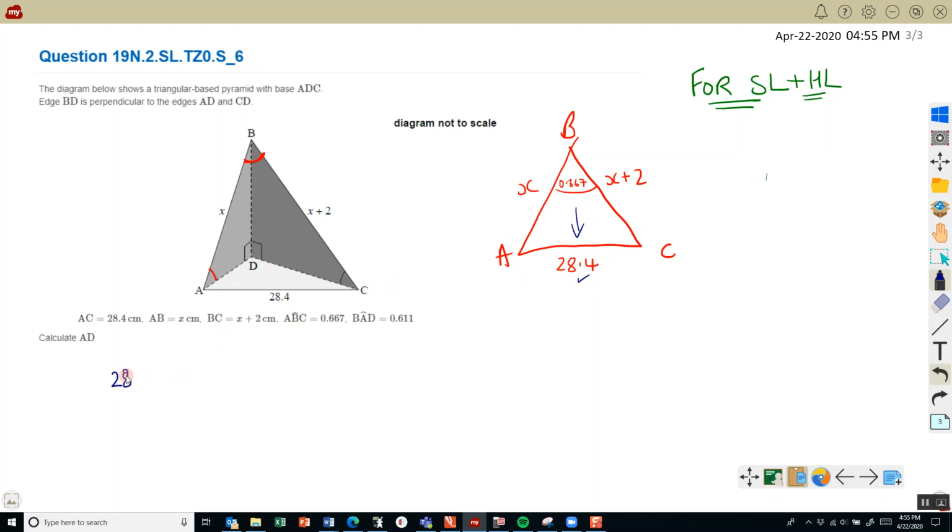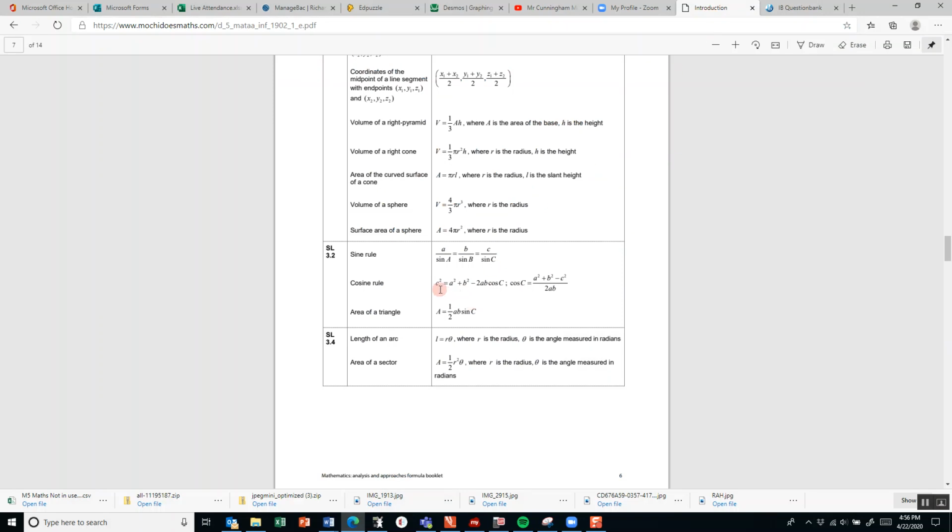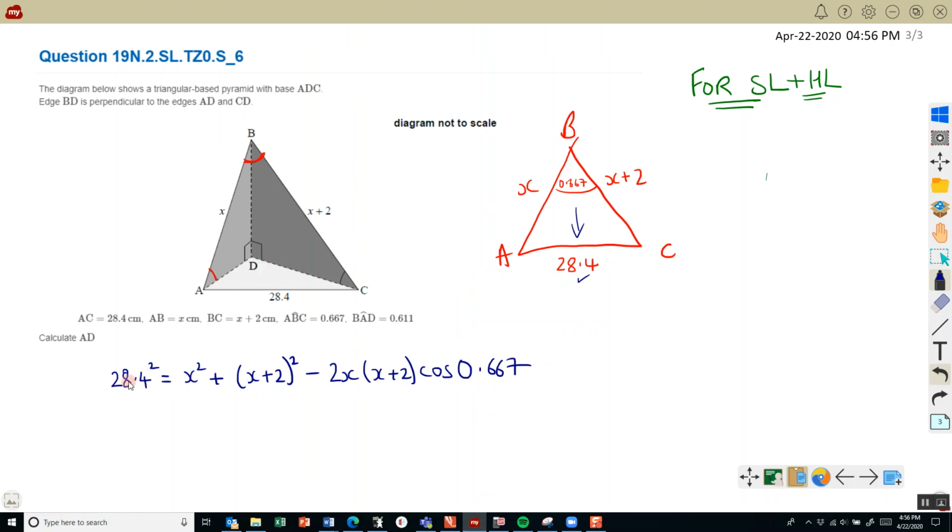So what I can say is 28.4 squared is equal to x squared plus (x plus 2) all squared minus 2 times x times (x plus 2) times cos of the angle in between, 0.667. This is taken straight from the formula: c squared equals a squared plus b squared minus 2ab cos c. Go back and have a look at that if you need to.